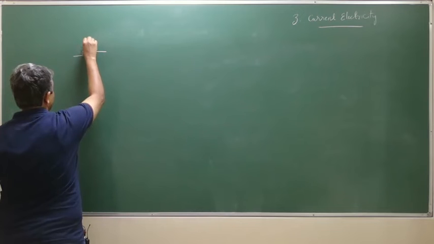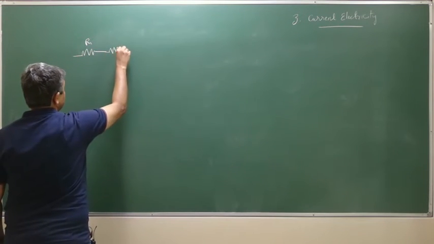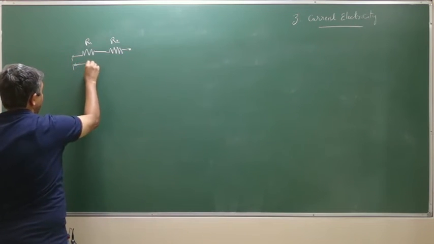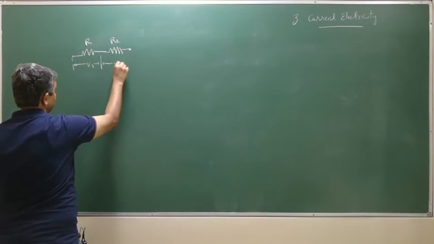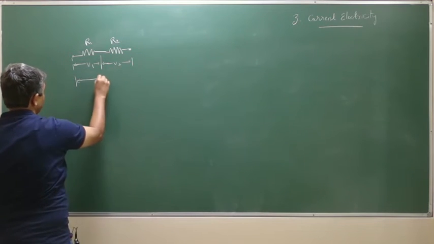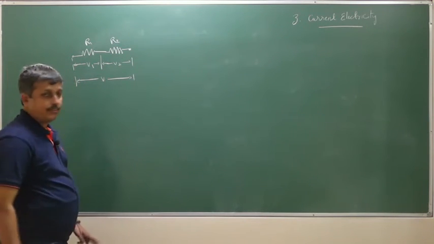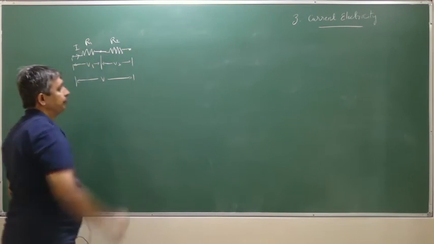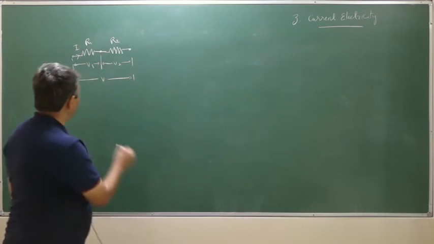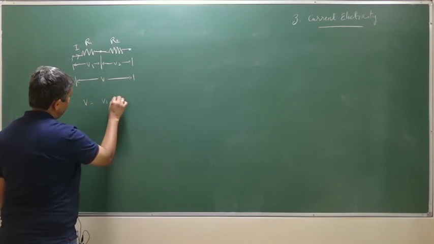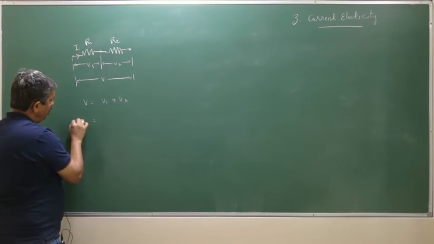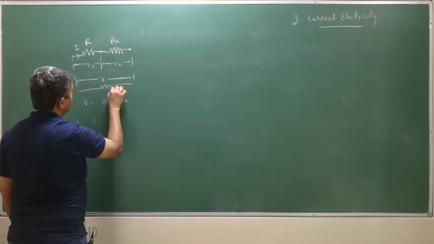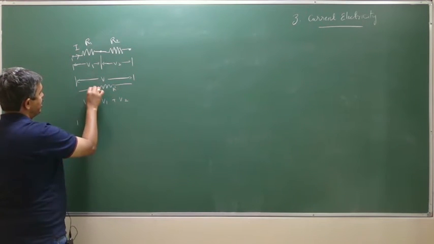Here I have one resistance R1, this is the symbol for resistance, and this is R2. Generally the voltages are added here: this is V1, this is V2, and this is the total voltage V, the potential difference. You can see that the current flowing through this also flows through this; it is a single current I. Suppose I want to replace this whole thing by a single resistance R, which has the same current I.